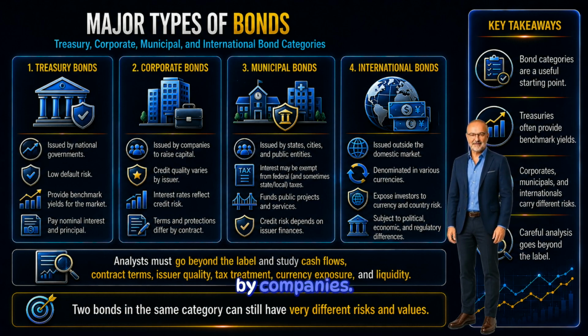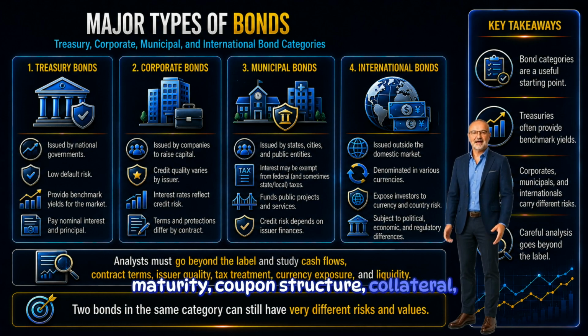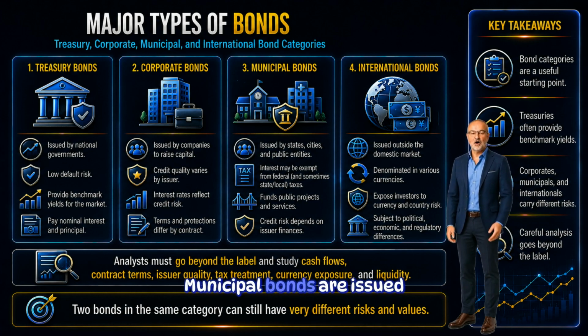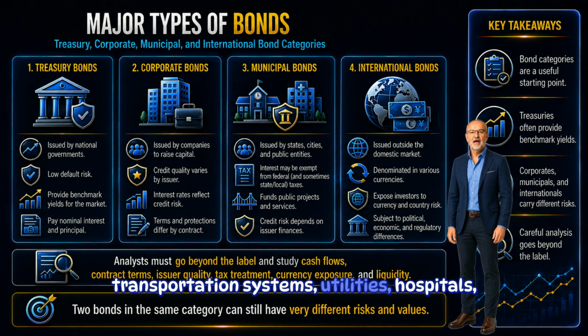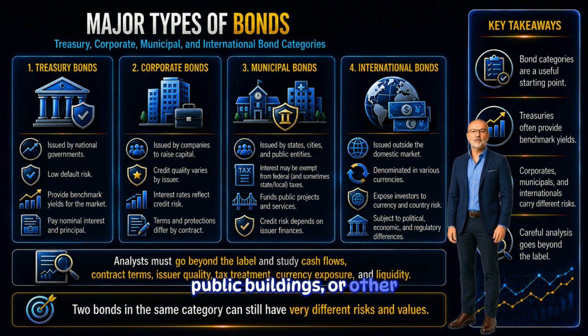Corporate bonds are issued by companies. A corporate bond allows a firm to borrow from investors rather than borrowing from a bank or issuing common stock. Corporate bonds can differ widely in credit quality, maturity, coupon structure, collateral, seniority, covenants, call features, and liquidity. Municipal bonds are issued by state and local governments or related public entities. They may finance schools, transportation systems, utilities, hospitals, public buildings, or other public purpose projects. Their valuation often requires attention to credit quality, revenue sources, liquidity, and tax treatment.